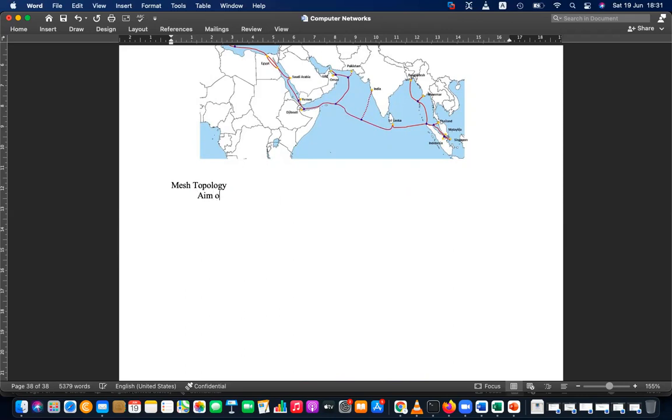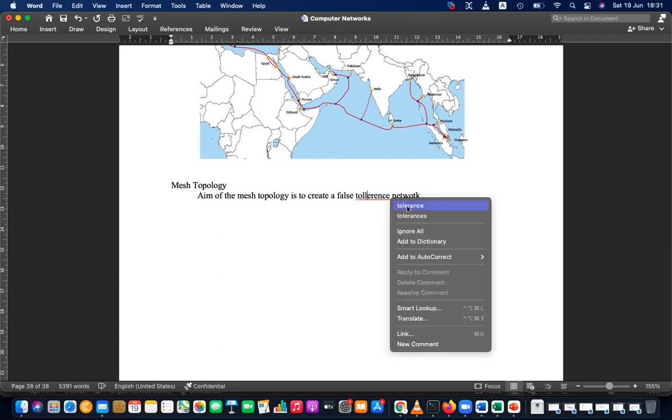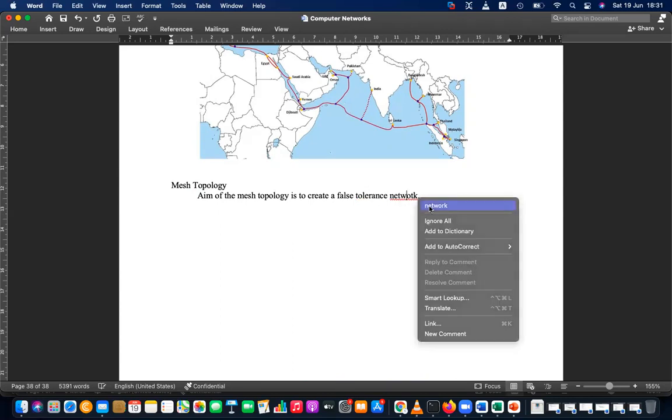Aim of the mesh topology is to create a fault tolerant network.